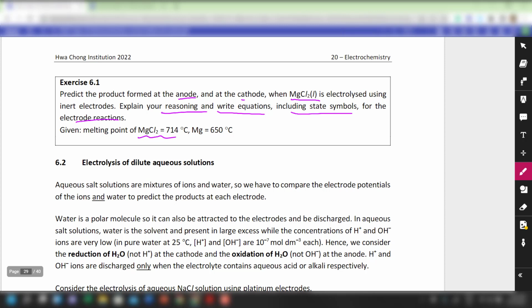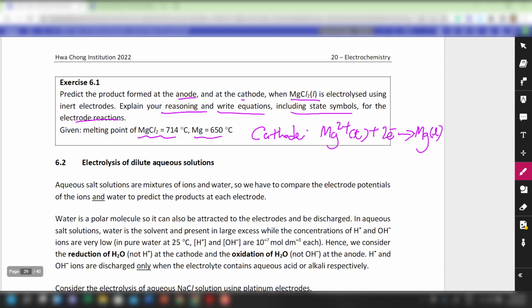Because I have molten magnesium chloride, what is going to happen at the cathodes is that liquid magnesium cations will receive electrons, and be reduced to magnesium. Since we are given the melting points, I would expect magnesium to remain in the liquid state.